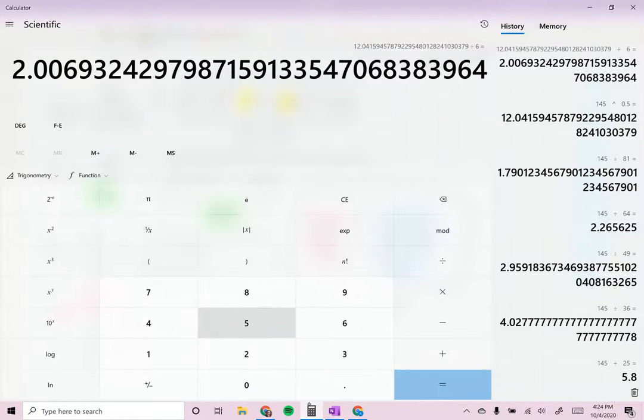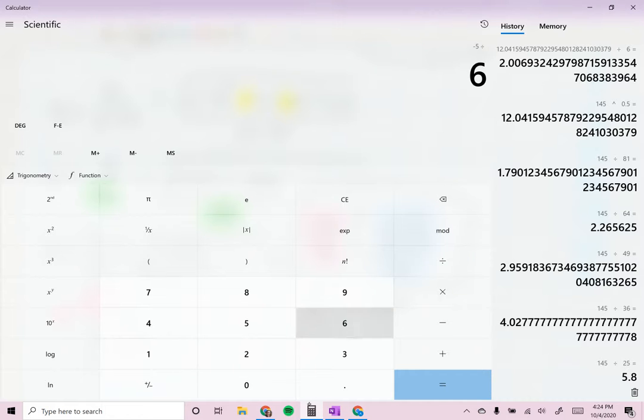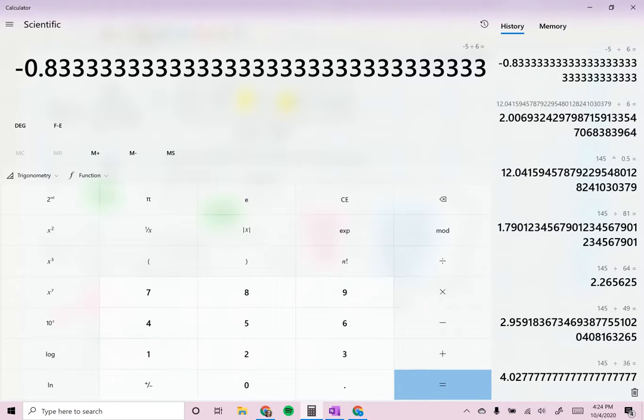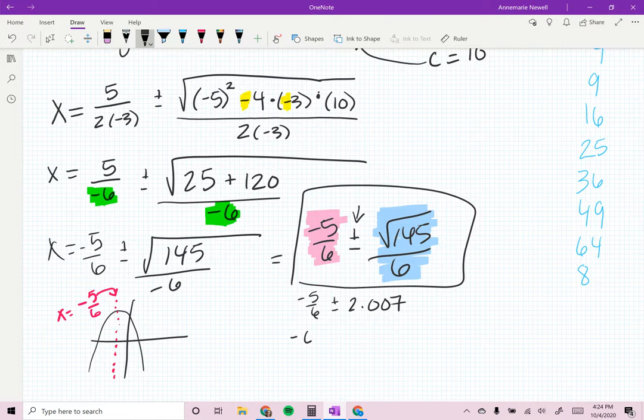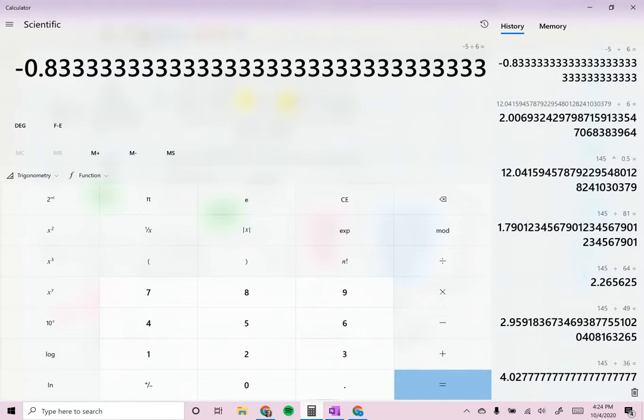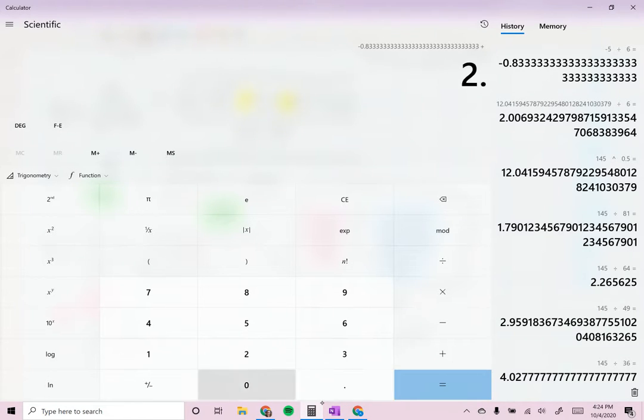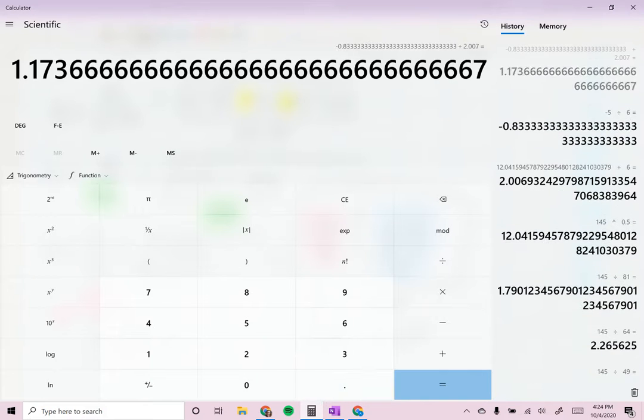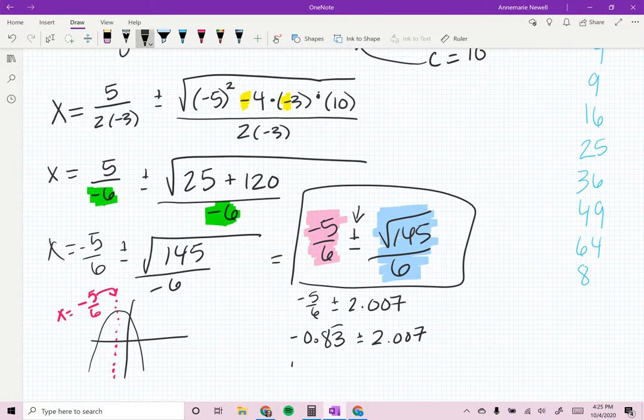So I'm going to go here and I'm going to say 5. It's negative and I'm dividing by 6. It's going to be -0.83 repeating. This is -0.83 repeating, plus or minus 2.007. Okay, so if I take this and I add 2.007, I get 1.174. That's one value, approximate value of x.